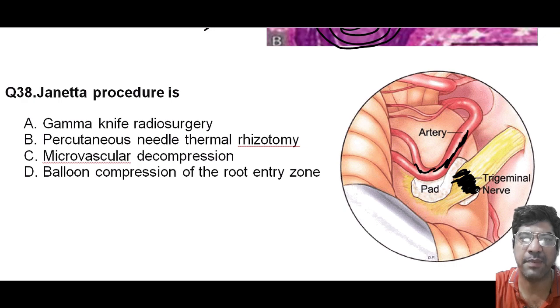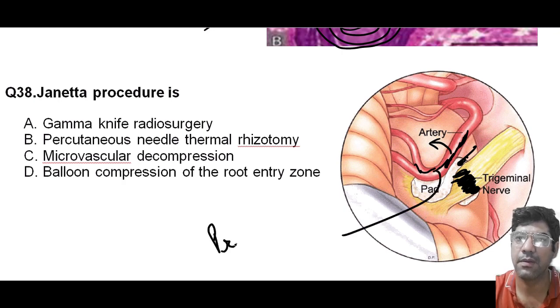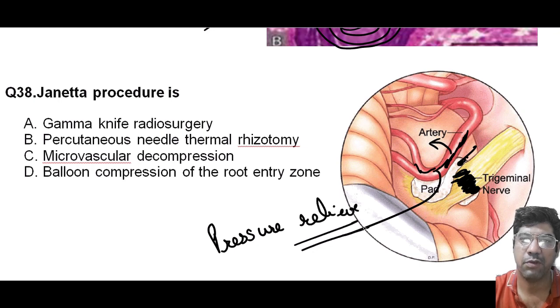So in the surgery, the surgeon's main job is to carefully move this blood vessel away from the nerve. That will relieve the pressure. By doing this, they can stop the nerve from sending pain signals to your brain, which can alleviate or reduce the pain that patients with trigeminal neuralgia experience. So Janetta procedure is microvascular decompression. Mark your answer.